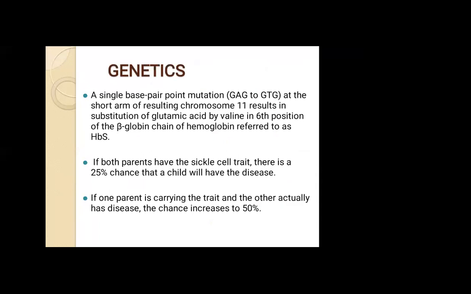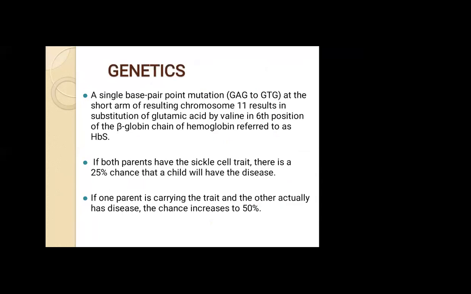How does sickle cell anemia come about? Realize that it is a point mutation and it happens on chromosome 11, where valine replaces glutamic acid at the sixth position of the beta chain. And when this happens, it forms a hemoglobin known as hemoglobin S.